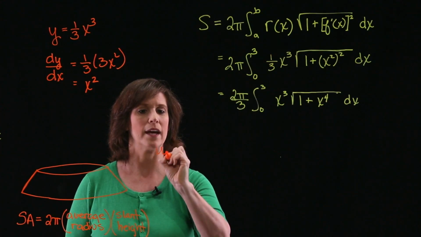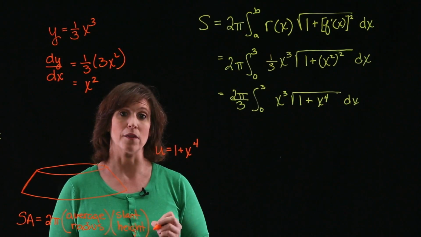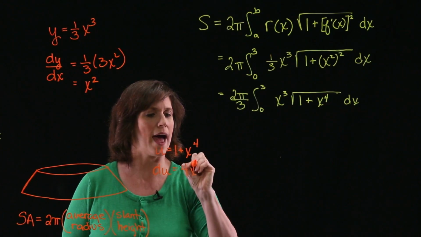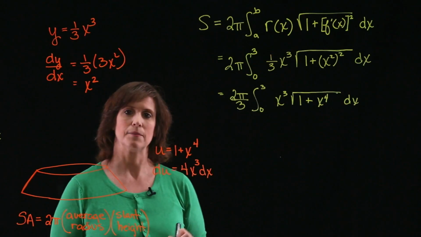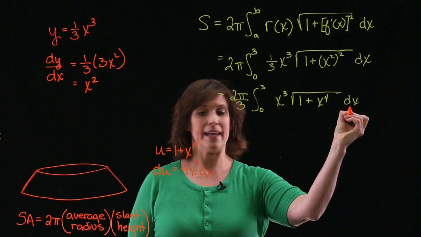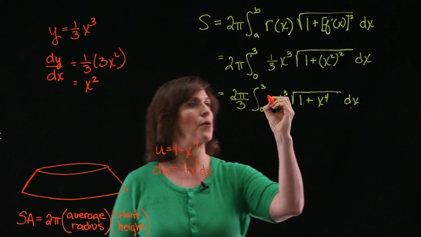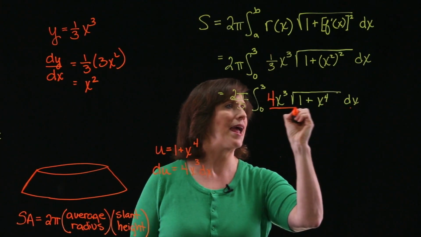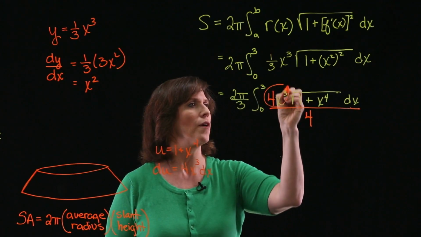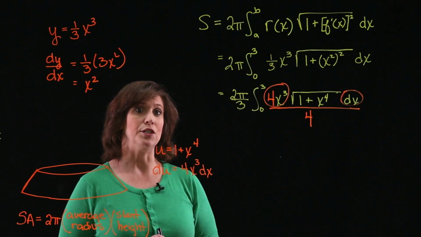So let's do a little side work here, and I'm going to let u equal 1 plus x to the 4th. That means that du is going to be 4x cubed dx. Now, I notice that I have an x cubed and a dx in this problem, but I would like it to be a 4x cubed dx. So I'm going to multiply by 4 and divide by 4. Now I have a 4x cubed dx in my problem, which I can replace with my du.